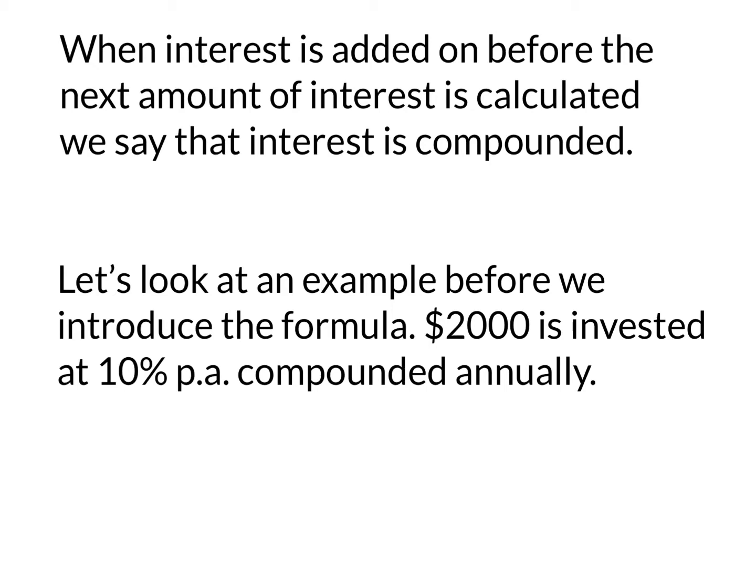So compound interest is when interest is added on before the next amount of interest is calculated. And that's how we say it's being compounded. So we're going to look at an example before we introduce the formula. We're going to invest $2,000 at 10% per annum compounded annually.